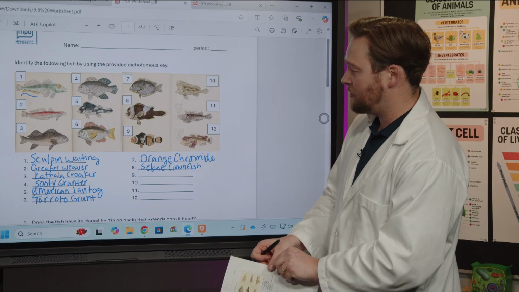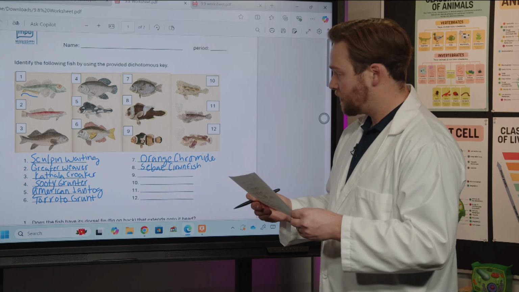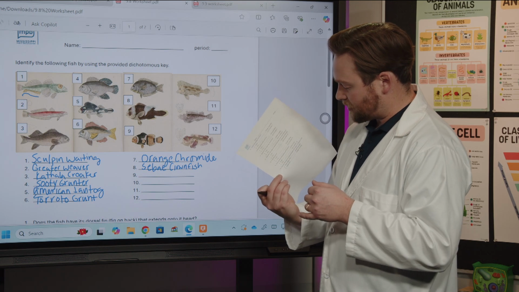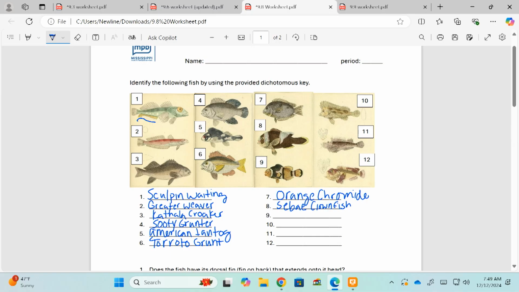Let's go to 9. Does the fish have its dorsal fin that extends onto its head? No, go to 2. Does the fish have yellow fins? Are they yellow here? Yeah, I would say they're yellow. Maybe orange or yellow, but the top one looks more yellow. So does it have yellow fins? Yes, go to 10. Is the fish green?